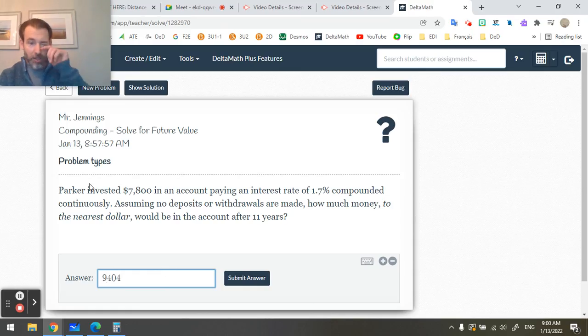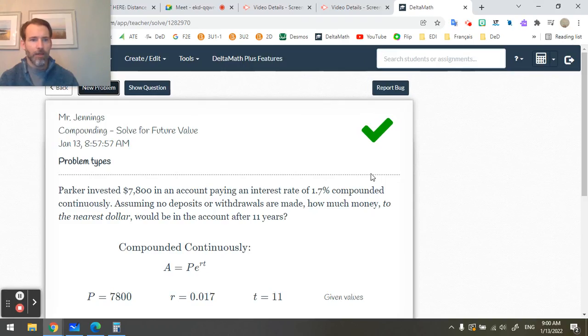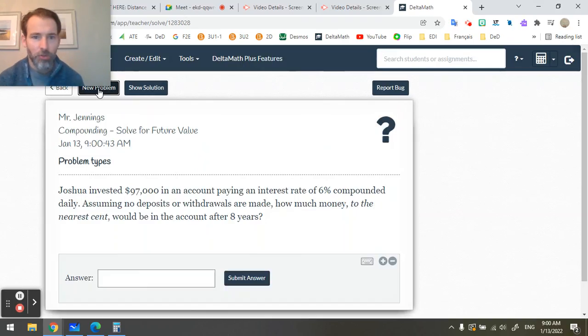And here, I want to check, is that reasonable? $7,800 grew to $9,400. It's a little more than 10%, and we had a little less than 2% there. We had 11 years. This seems really right. Let's see. Yay! Okay, let's find one that's not compounded continuously.